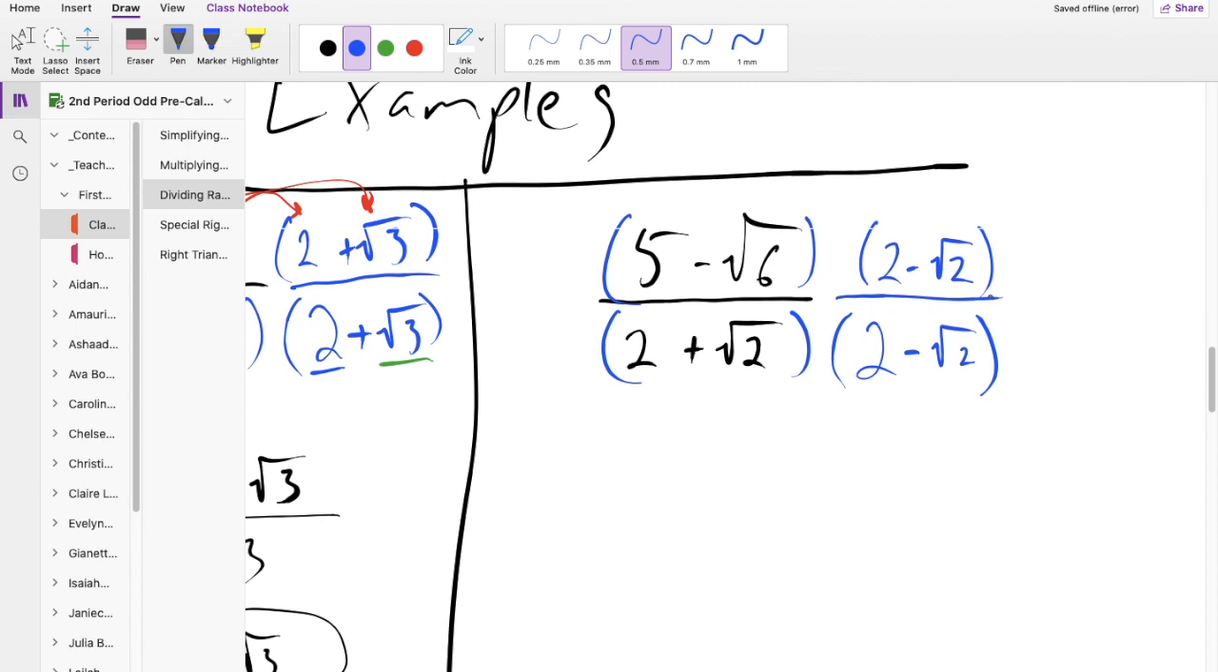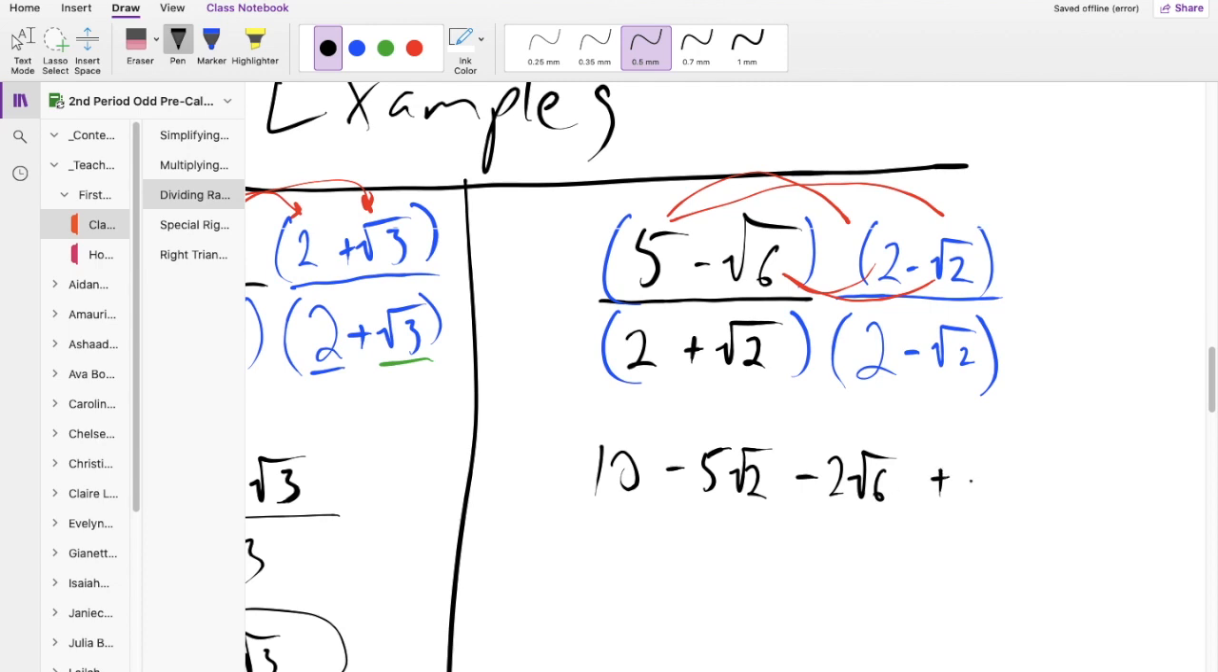So we can start and we can multiply our numerator. I'm going to need to distribute this 5 to both terms and then this negative square root of 6 to both terms. So this will give me 10 minus 5 root 2 minus 2 root 6 plus the square root of 12, and the square root of 12 is just going to be 2 root 3. So there's nothing I can add together. There are no like terms in my numerator, so that's going to stay exactly like it is. I know it's ugly, but it is what it is.